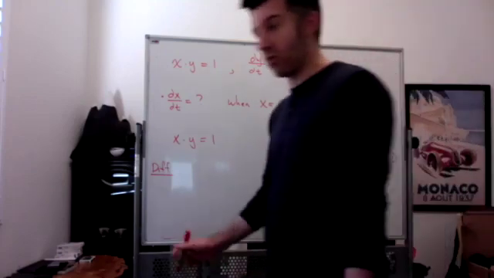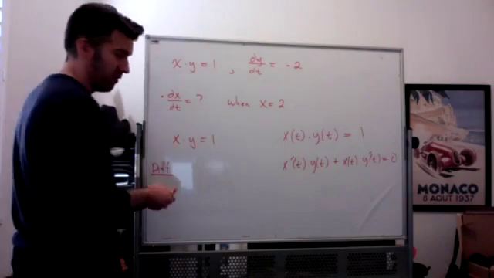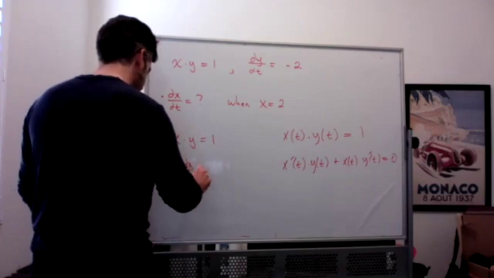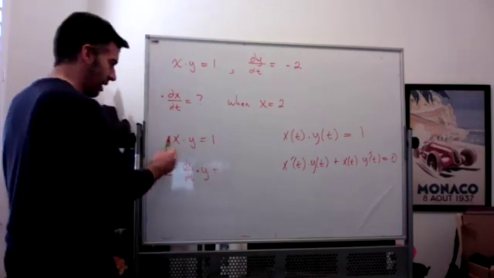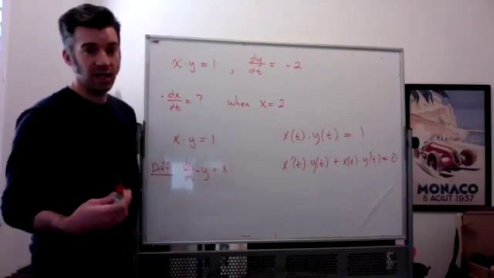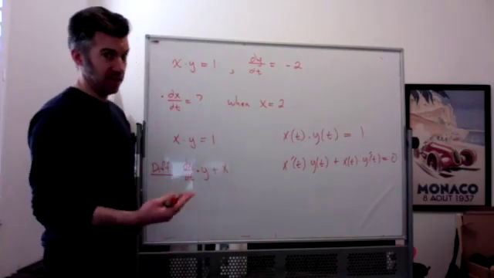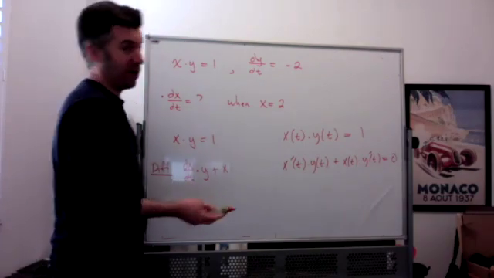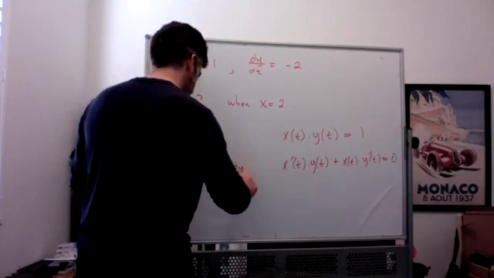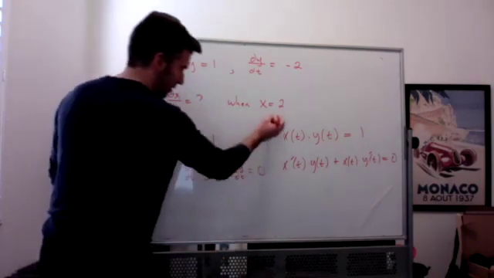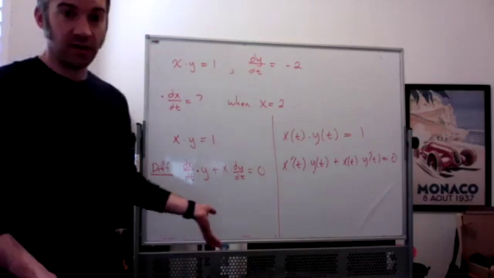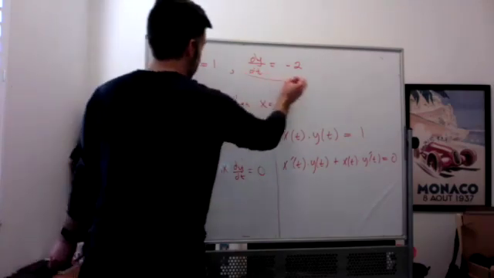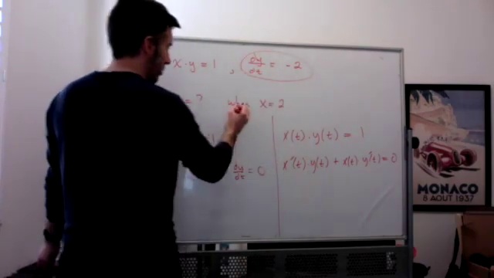Or using maybe the more typical notation, the derivative of x is dx dt, times y, plus x times, instead of saying the derivative of y is dy dt, you could say the derivative of y is 1, but since we're using implicit differentiation, we have to multiply by the derivative of the inside, which is dy dt, equal to the derivative of 1, which is 0. It's the same thing, just different notation. So then we're going to plug in what we know. We know that dy dt equals -2. We know that x equals 2.